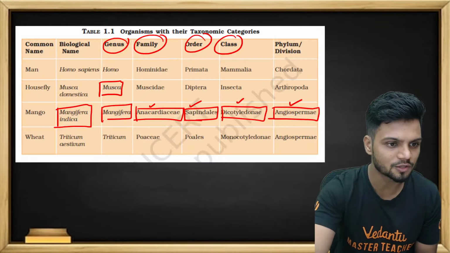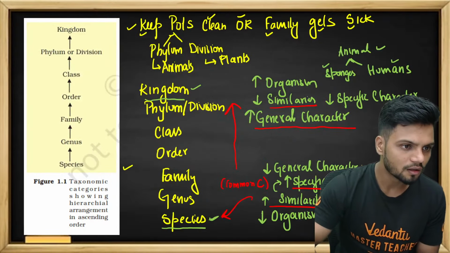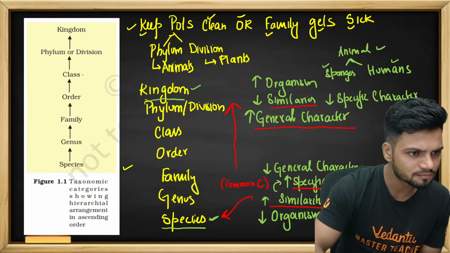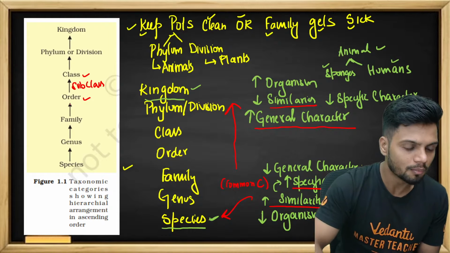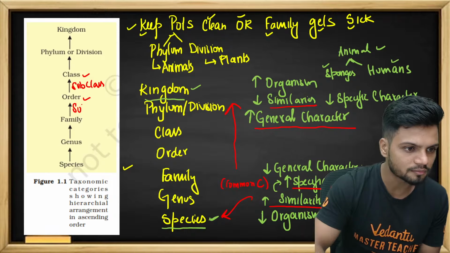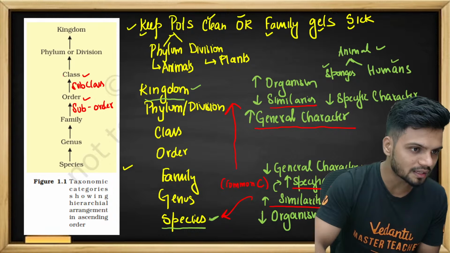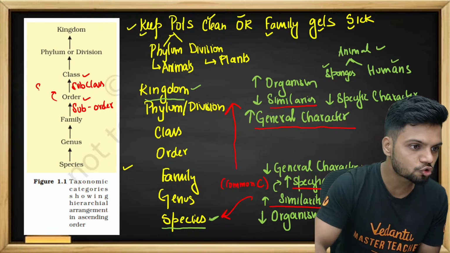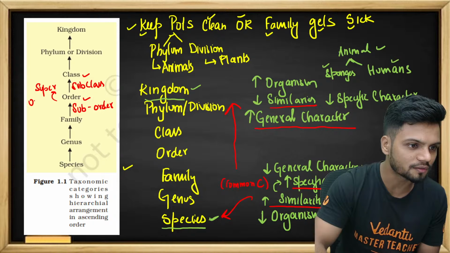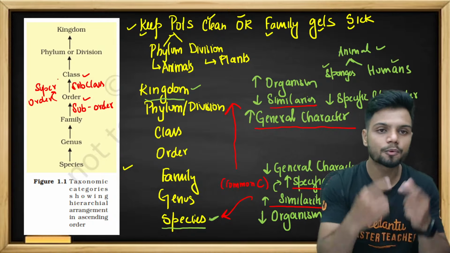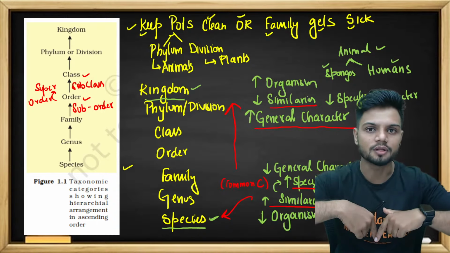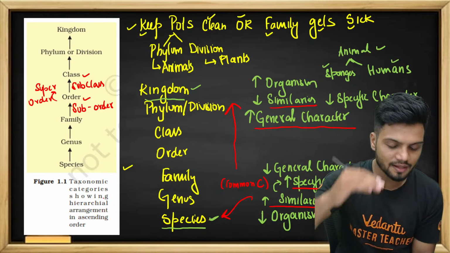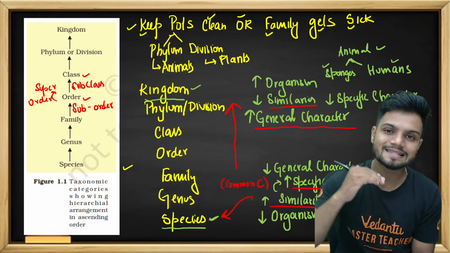For example, what is a subcategory, students? A subcategory is nothing but, between class and order, there can be a subclass. Between order and family, there can be a suborder. Between order and class, there can be something called a superorder also. If it is above, superorder. If it is below, suborder. Okay, understand the difference. Anything above, super. Below, sub.